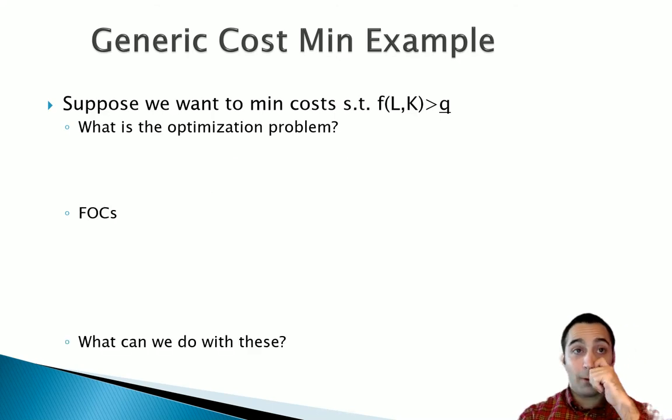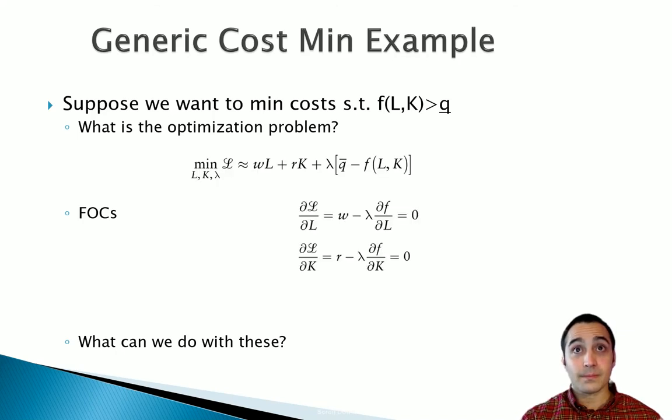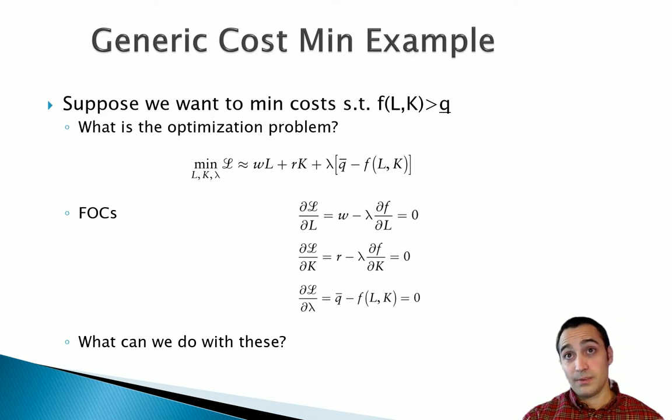Well, as before, we're just going to take the derivative of our Lagrange function with respect to the 3 choice variables. You're going to find that W equals lambda times dF/dL, R equals lambda times dF/dK, and that our constraint must be obeyed. What would you do now? Let's say you have these 3 FOCs. How would you solve this?